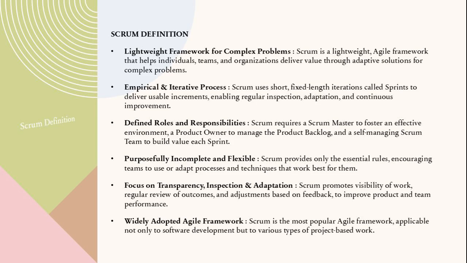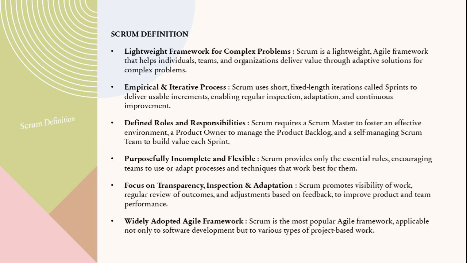Scrum is a lightweight framework for tackling complex problems. It's an agile approach that helps teams deliver value through adaptive solutions, ideal when building something new with unknown challenges. It's an empirical, iterative process that works in short cycles called sprints, each producing a usable product piece. This allows teams to inspect, adapt, and improve continuously, like assembling a puzzle one piece at a time.